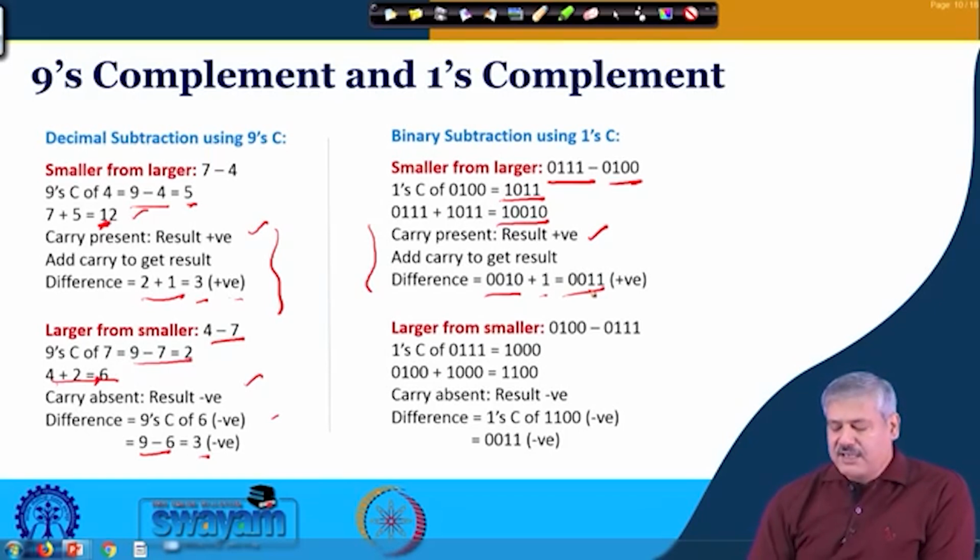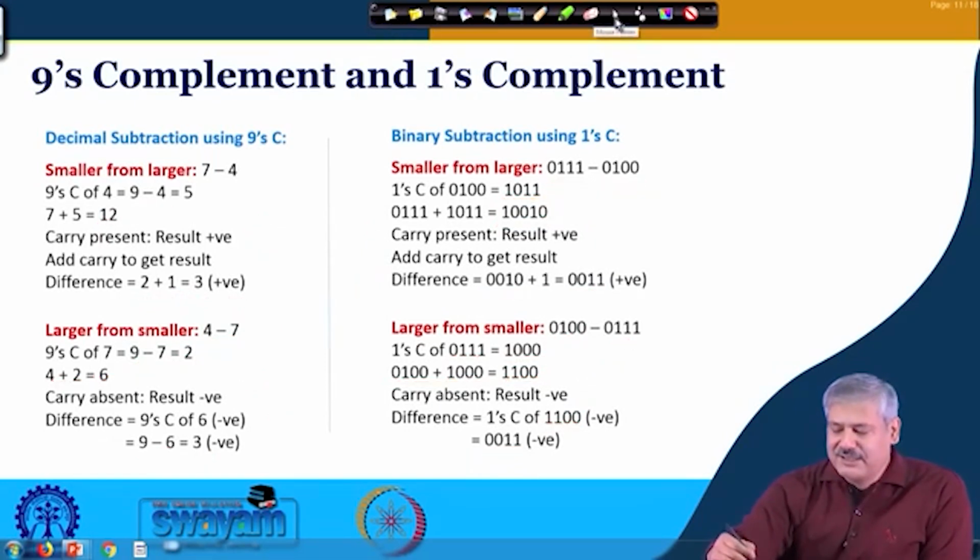Okay. And larger from smaller. So, this is the 4 minus 7 case. So, 0 1 1 1 is 7, and its 1's complement is 1 0 0 0. If you add up 0 1 0 0 with 1 0 0 0, you get 1 1 0 0. So, the carry is absent. So, the result is negative, and to get the actual difference you have to take the 1's complement of that. So, you have to invert all the bits of 1 1 0 0, giving 0 0 1 1, so that is 3. So, that is minus 3, that is your answer.